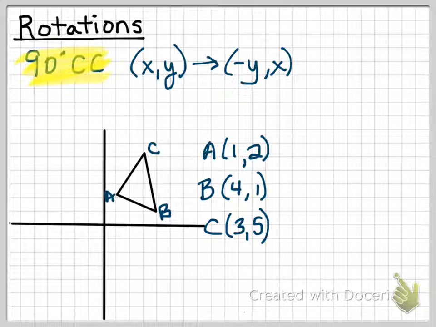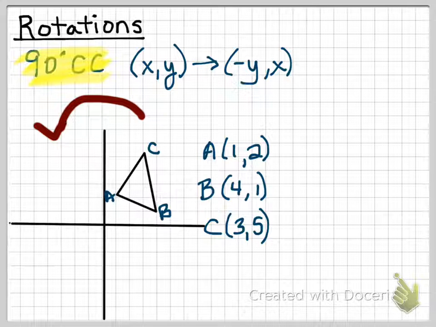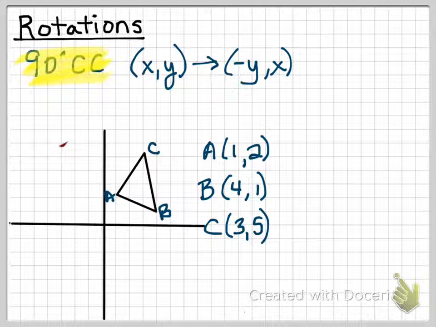So I have an example here. We have triangle ABC. A is located at the point (1, 2), B is located at (4, 1), and C is located at (3, 5). And we're going to do a 90 degree counterclockwise rotation. In general, if my triangle is in the first quadrant and I go 90 degrees counterclockwise, it should end up over here in the second quadrant. Okay, so we'll see how well this works.